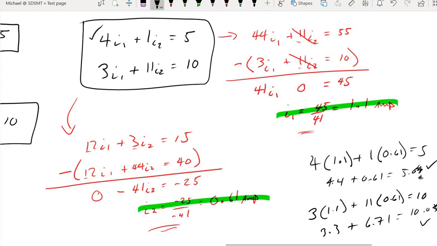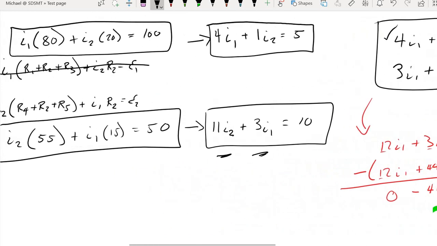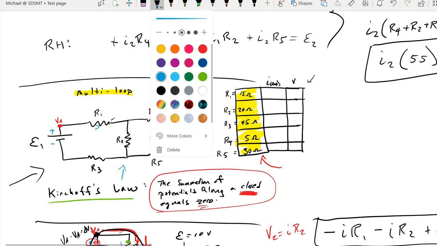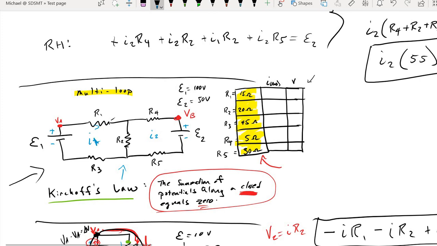Okay, so we're done. We found the current running through either side of this circuit. We did not have to use the equivalent resistor approach, not because we didn't want to, but because we couldn't. We didn't actually have a system here with resistors connected in series and parallel that we could take advantage of that approach. But Kirchhoff's law did allow us to find the values of the currents in those two loops.